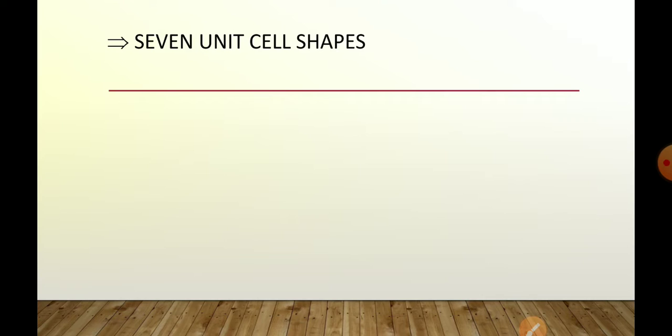What are the 7 types of unit cell based on these 6 parameters A, B, C and alpha, beta, gamma? The first is cubic lattice or unit cell. Cubic lattice means cube is the three-dimensional view of a square. Therefore, all the sides are equal. Sides are represented as A, B, C. A is equal to B, B is equal to C, and all the angles are 90 degrees because it is a cube. Alpha, beta, gamma are equal to 90 degrees.